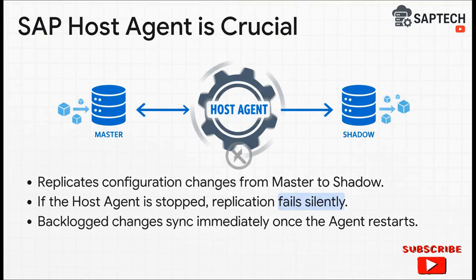So let's break this down because it's huge. The SAP Host Agent, that's the engine that's actually doing the replication. It's the service responsible for physically pushing the config from the master to the shadow. And if that host agent service is stopped on either machine, replication just stops. No big red flashing lights, no alarms. It just fails silently. Now, the good news is, the moment you start that service back up, it's smart enough to immediately sync up all the changes it missed.